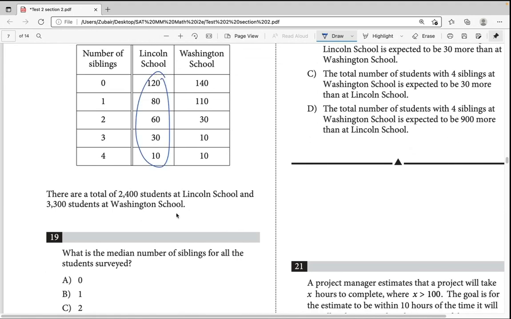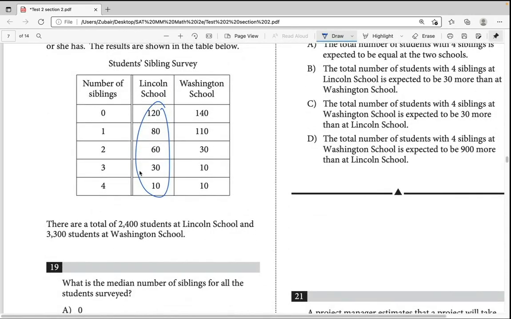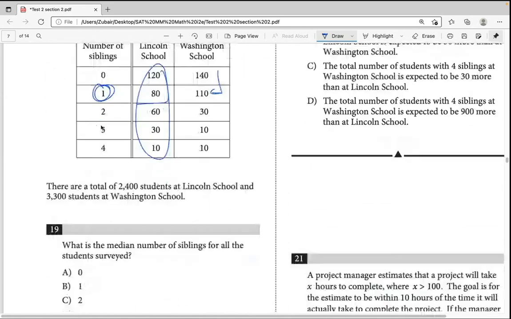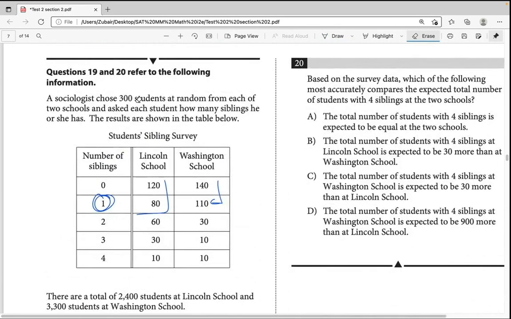So if I just look into this, that's 120 plus 80 plus 60 plus 30 plus 10. That's a total of 300. So half of which would be 150, and it is covered in 1. On the other side, the median for Washington School is again 1. Any doubt in finding the median? This seems simple enough, sir. There were 300 students, so half is 150, 150. For Lincoln School, 150 is covered in this bracket. For Washington School, 150 is covered in this bracket. So both of them are showing 1 as the median.